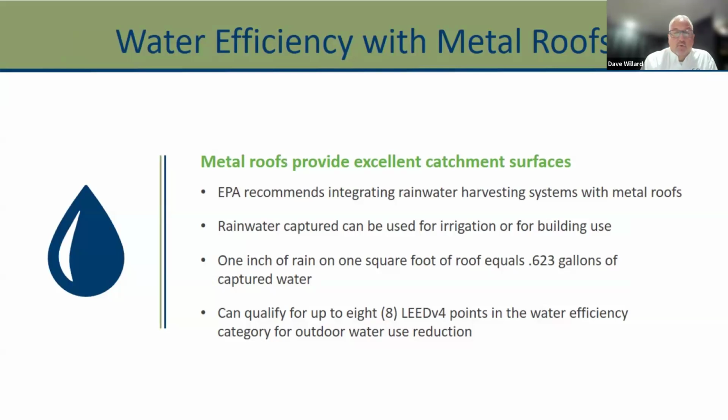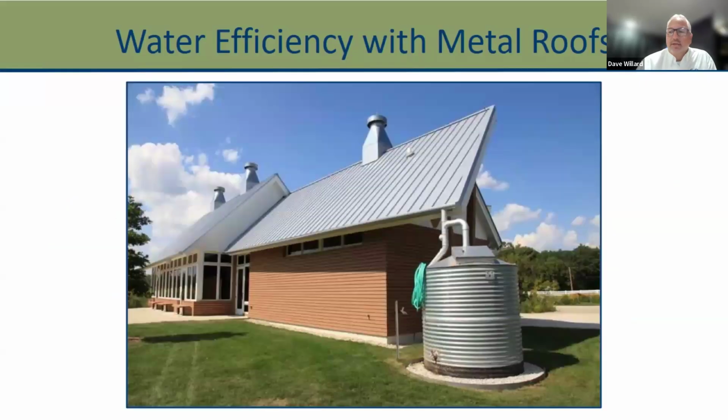It'll just be clean water that comes off, and 1 inch of rain on a square foot of roof could equal 0.623 gallons of captured water. So, 1 inch of rain on 1 square foot could give you just over half a gallon of water. So if you're looking for irrigation or brown water, this is one way to do it. And this can qualify for up to 8 LEED points in water efficiency for outdoor water use. And here's a cool picture of that water assembly and use.